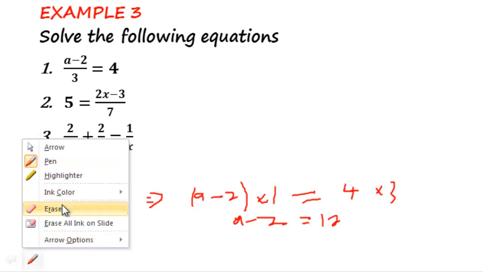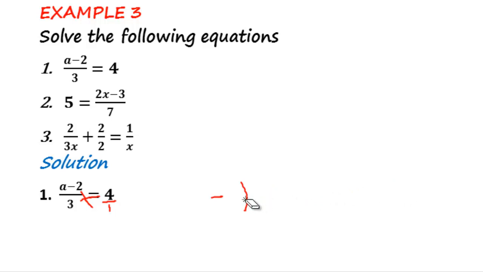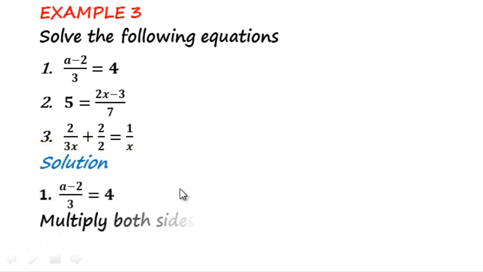But I will use another method right away for more clarity. That's what I will do now. For more clarity, I will use another method, which is simple. You just multiply by the multiple of 3, that is the denominator. Are you getting it now? That's what I'm going to do now. Now let's move on. Okay. Now multiply both sides by 3, because 3 is the only denominator in this equation.